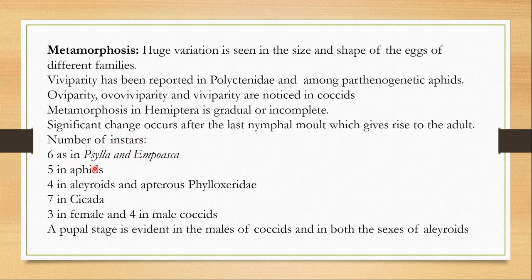There are about 6 instars in Xyla and Empoasca. There are 5 instars in aphids. There are 4 in aleyrodids and Apterous phylloxeridae. There are 7 instars in cicada. There are 3 instars in females and 4 in male coccids. And in male coccids, you can find even a pupal stage. And it can also be found in both sexes, males and females, of aleyrodids.